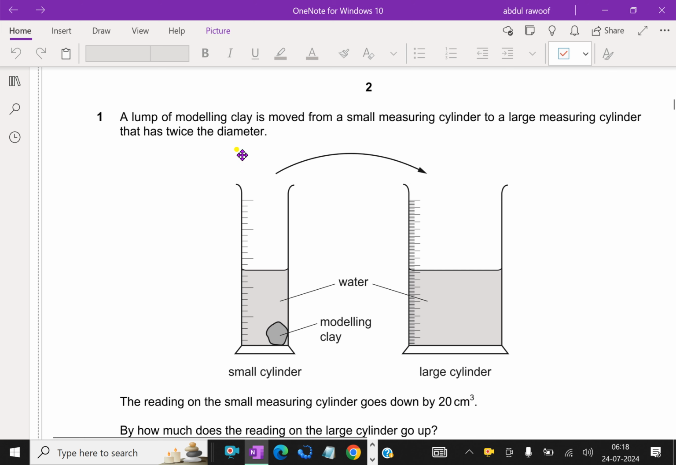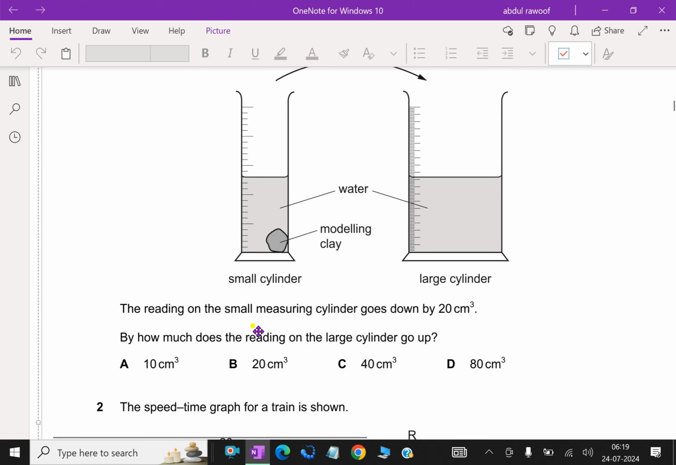A lump of modeling clay is moved from a small measuring cylinder to a large measuring cylinder that has twice the diameter. Here this cylinder has twice the diameter of this small cylinder. The reading on the small measuring cylinder goes down by 20 centimeter cube if you remove the clay. By how much does the reading on the larger cylinder go up?